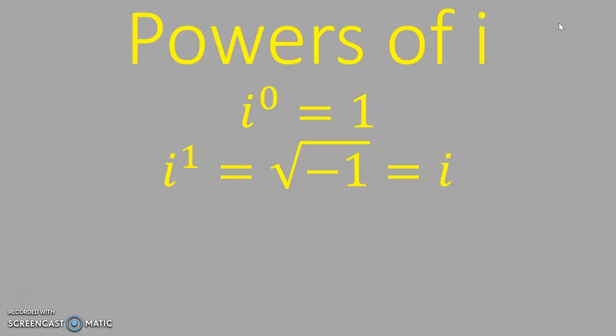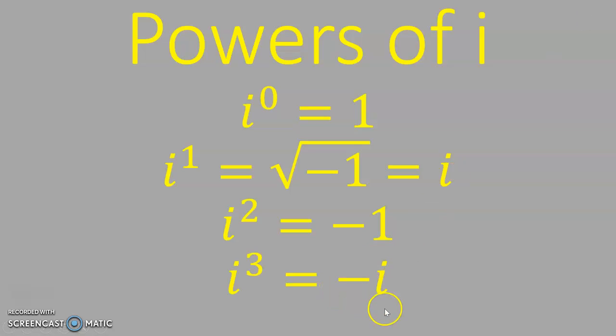i to the first power is, we know, the square root of -1, but for this particular lesson we're just going to call it i. So anything to the first power is itself. So you're not going to see that in this lesson. i squared is -1. If you've been working with imaginary numbers at all, that's one of the fundamental things to know, that i squared is equal to -1.